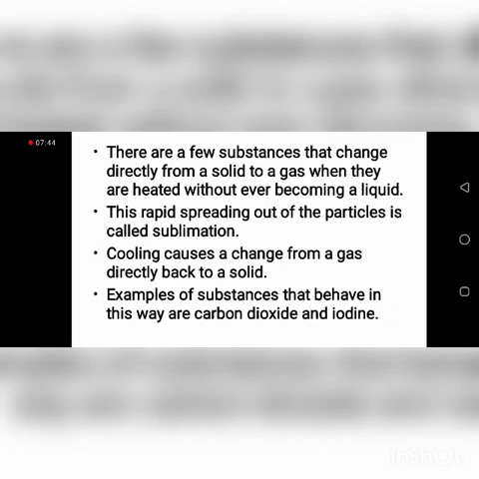So it's a very common question in the exam. They say when the solid changes directly to gaseous state without passing through the liquid state, it is called dash. So you must know that it's sublimation. Okay, we call it an unusual change of state. Cooling causes a change from a gas directly back to a solid.